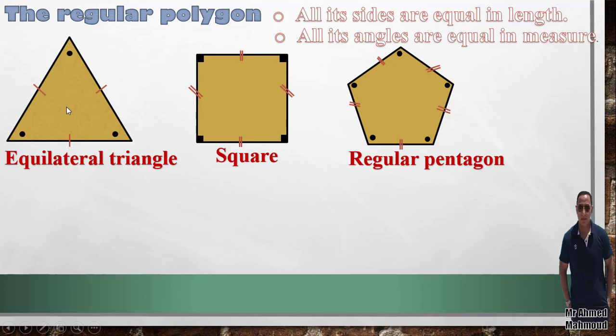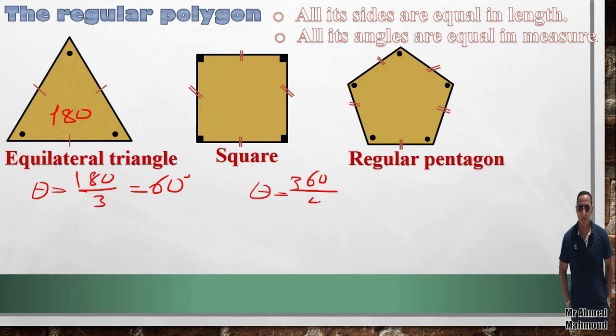So here the sum equals 180. So each angle, for example I'm going to call it theta, theta is 180 divided by 3 sides equals 60 degrees. And here 360 over 4 equals 120. And also here the sum equals 540, so each angle equals 540 over 5 equals 108.